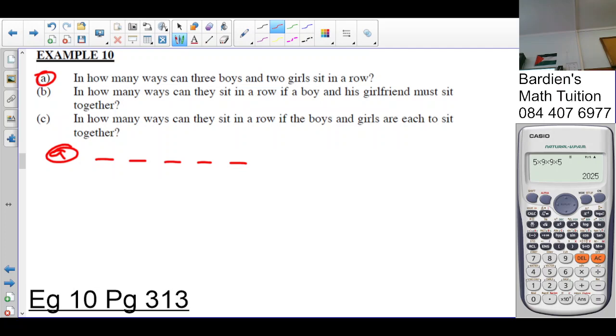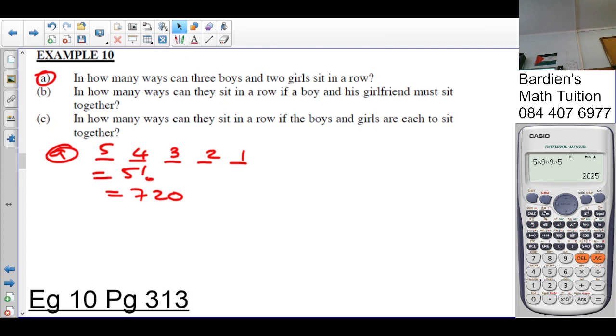How many options do I have for the first seat? 5. Second seat? 4. Then 3, then 2, then 1. So in other words, that is 5 factorial. That is 120. Right? Just check here. 5 factorial, that's 5 times 4 times 3 times 2 times 1. Yeah, it's 120. 6 factorial is the next one, 720.